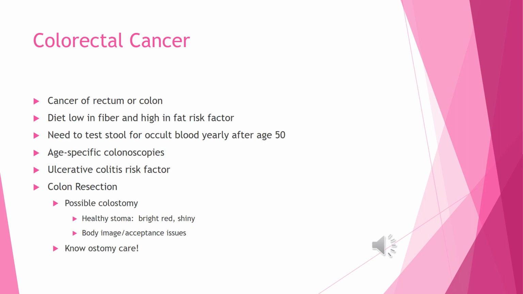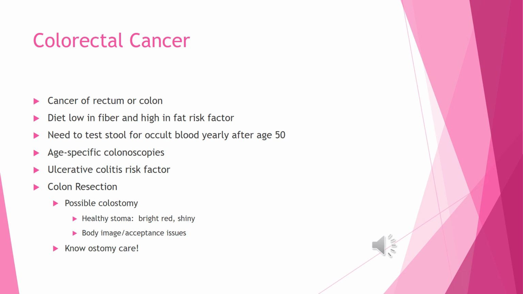The last topic in this audio lecture is colorectal cancer, and this is cancer of the rectum or the colon. One of the risk factors for this is a diet low in fiber and high in fat. This can actually be a risk factor for colon cancer. Also, a history of polyps can be as well. That's why we want to do these age-specific colonoscopies. So it's usually your first one after 50. And when people come in for their physicals after the age of 50, they need to have their stool tested for occult blood every year.